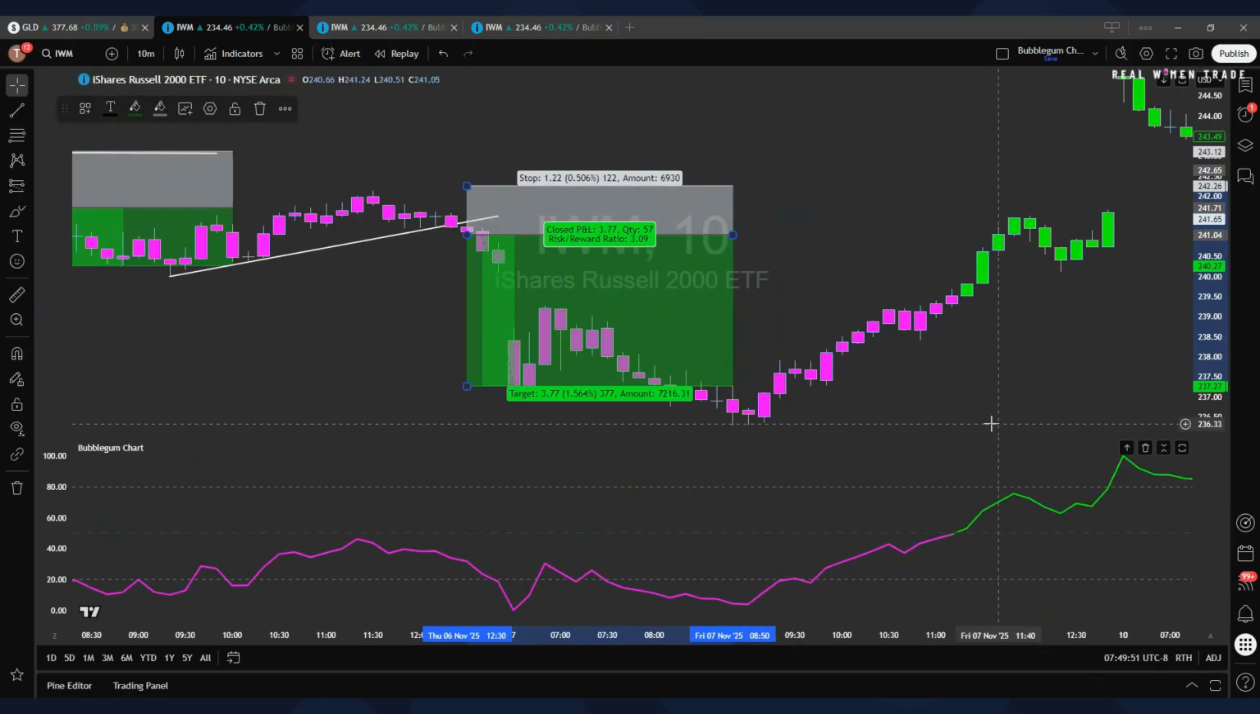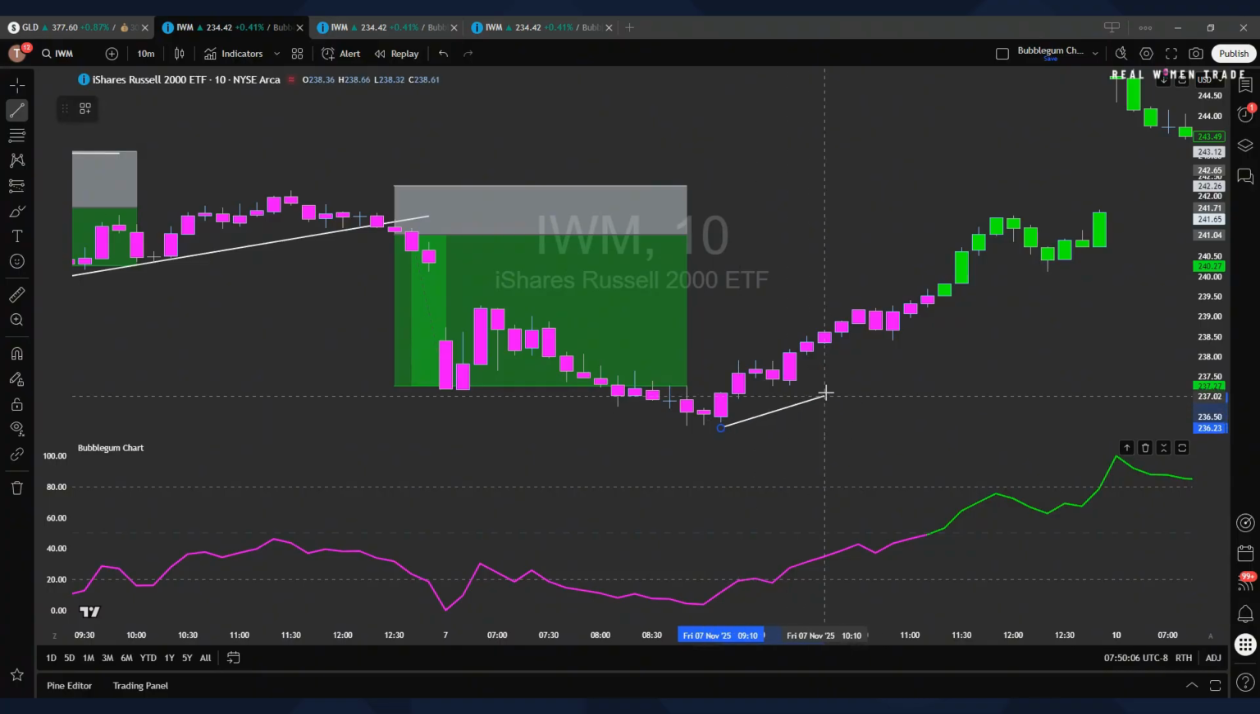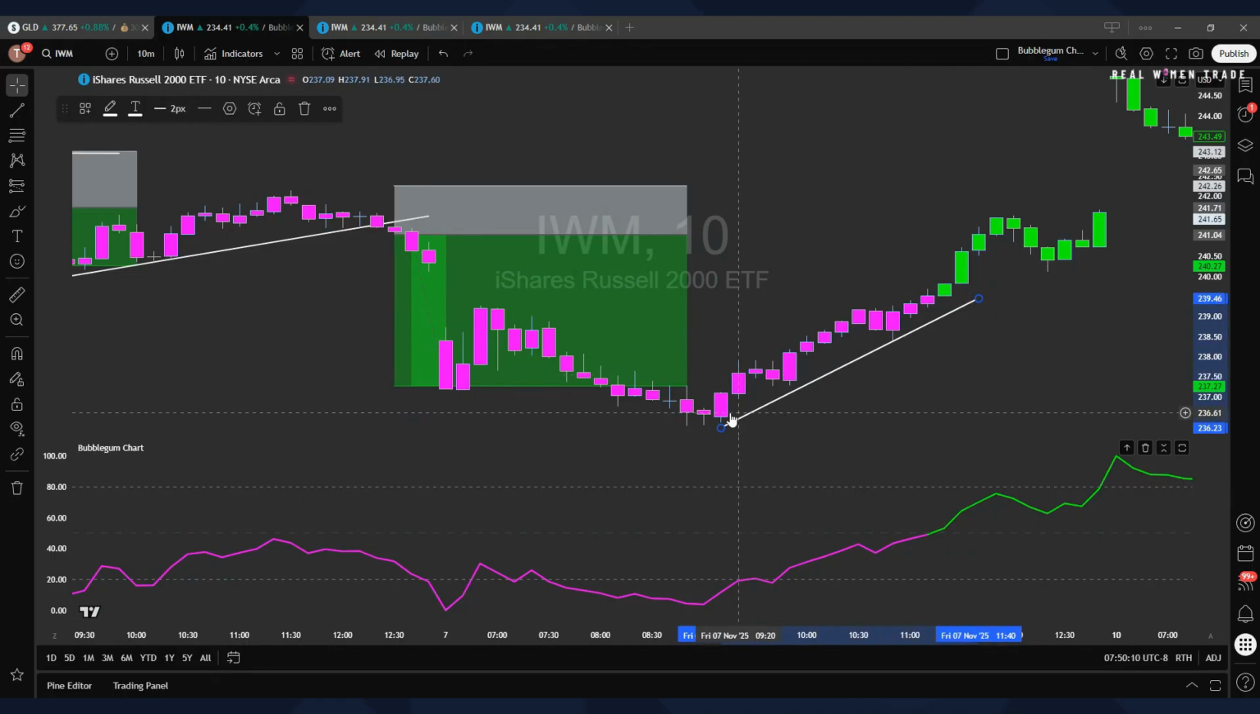This right here, we have pink candles, but they're moving up because our bubble flow is moving up. So we're not going to go short. Of course, in the moment, we don't know what's going to happen. So we could have drawn our trend line. And if our trend line is not broken, we just stay out and see what's going to happen, because you wouldn't go short with the bubble flow going up.